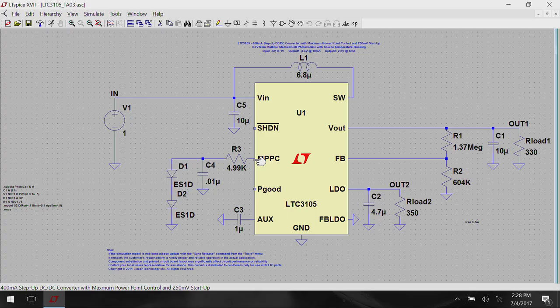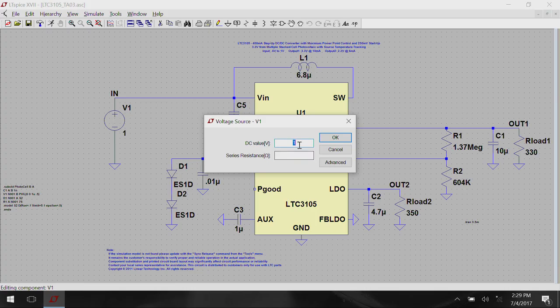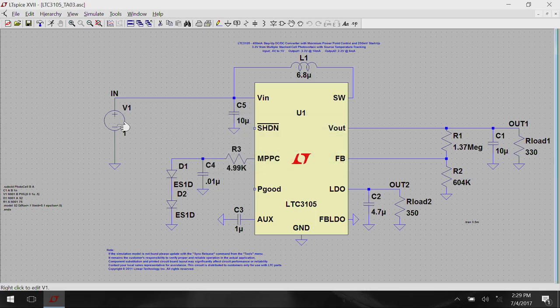So, what I did was I replaced the solar panel equivalent component with a voltage source, because I want to show you what I have done in terms of actual implementation. Let me first run this and you will see what actually happens. This is the output. Let me see what the input is set to. The input you can see is set to 1 volt.